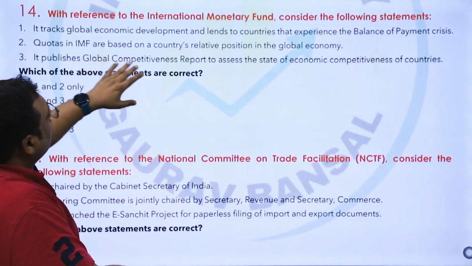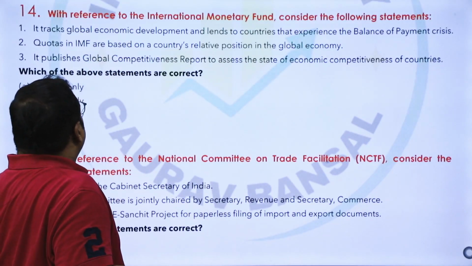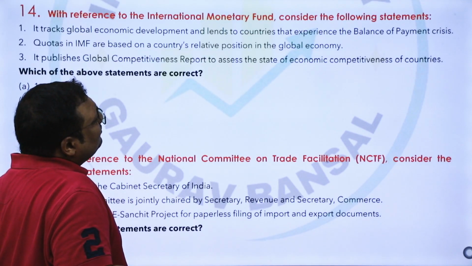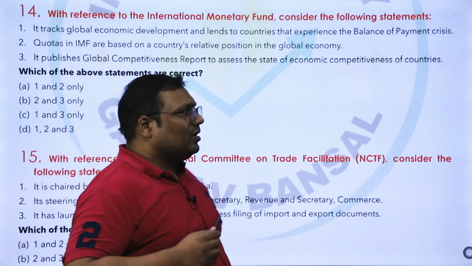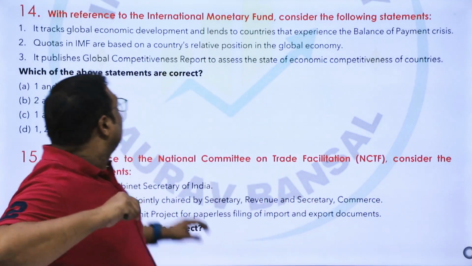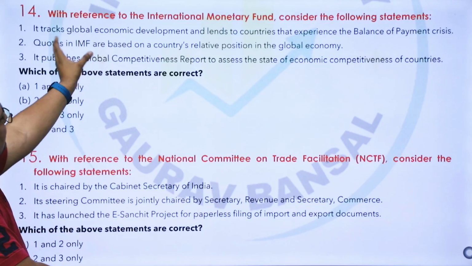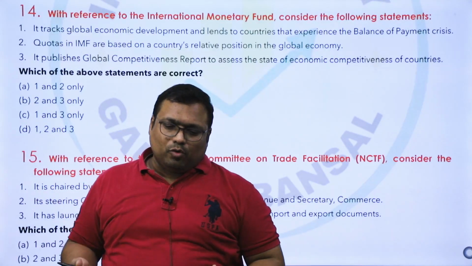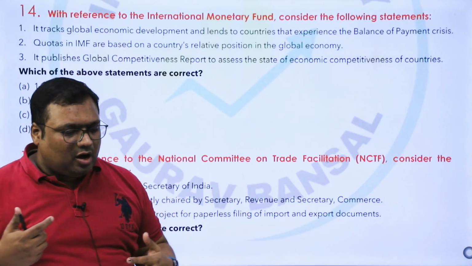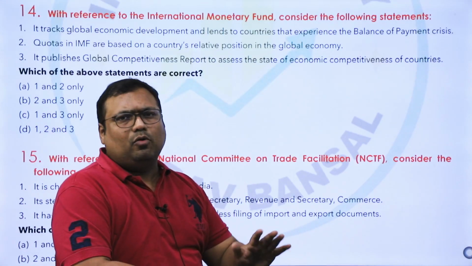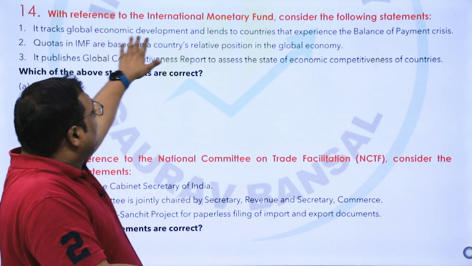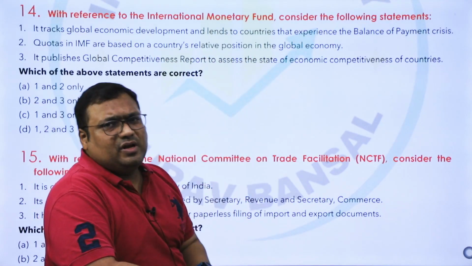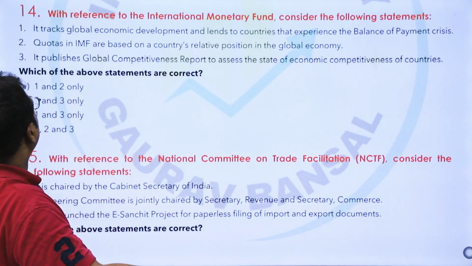14th, with reference to the IMF, consider the following statement. It tracks the economic development and lends to the countries that experience the BOP crisis. That is correct. It tracks means it keeps a measure of economic development. So IMF publishes reports and gives a forecast of how much a country will grow this year. And it also gives loans to different countries which have BOP challenges.